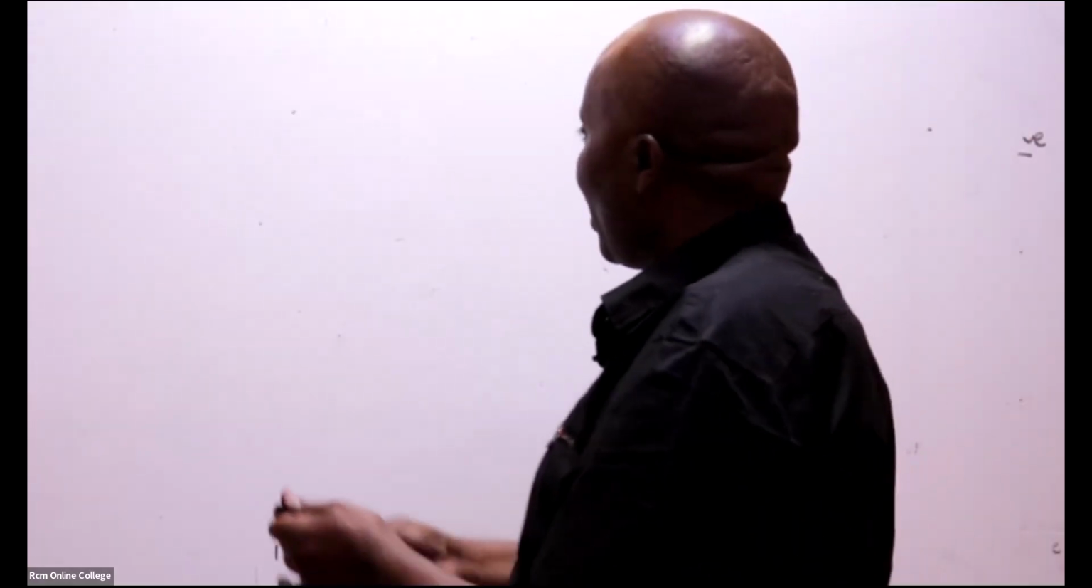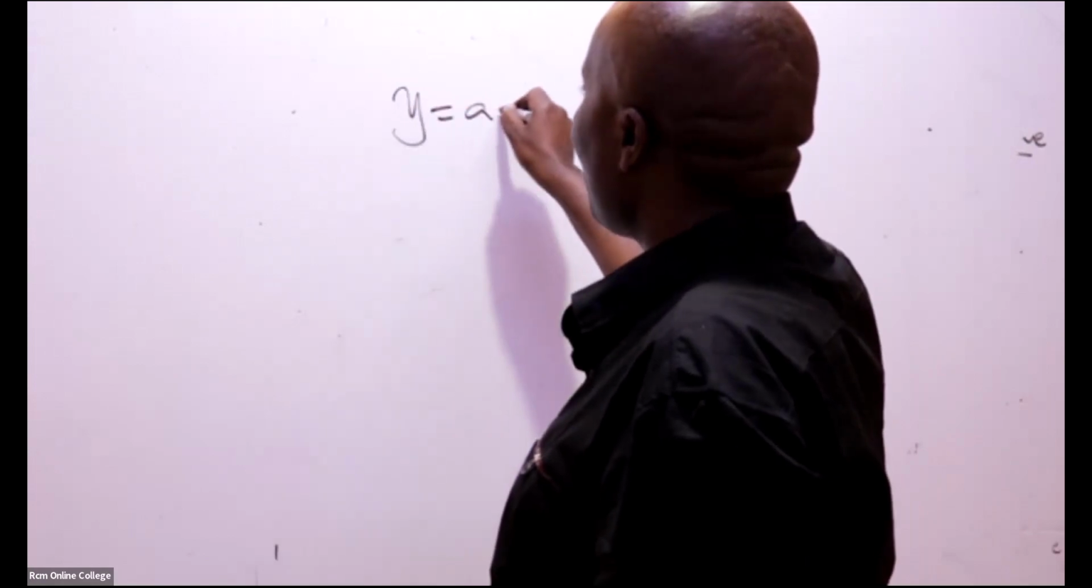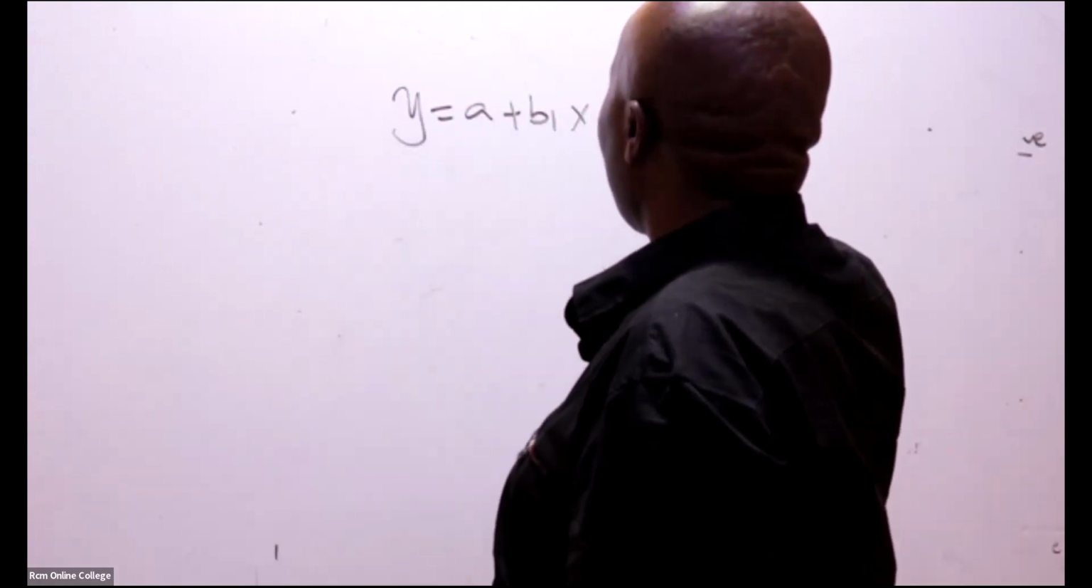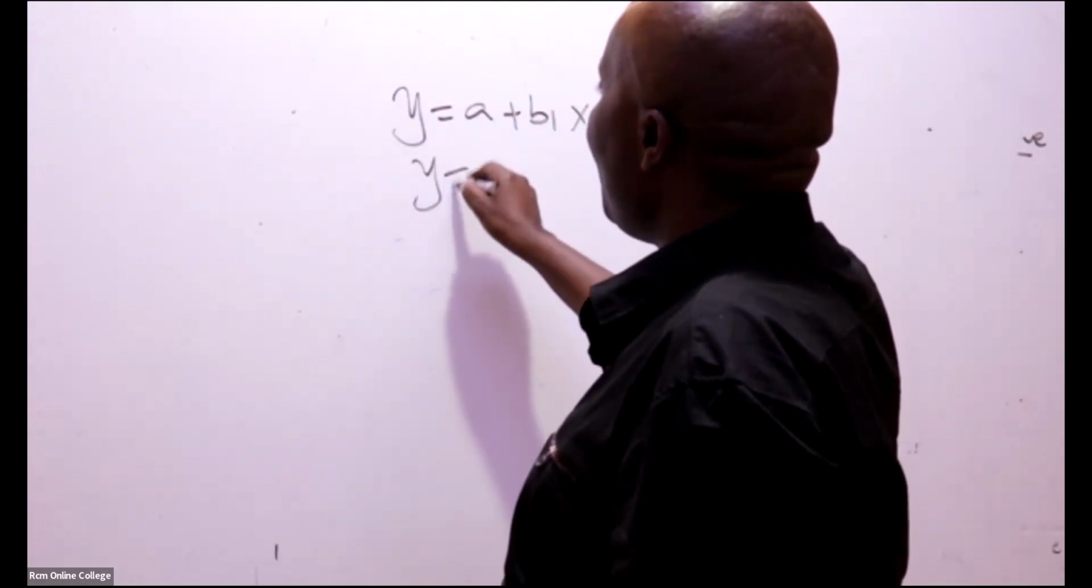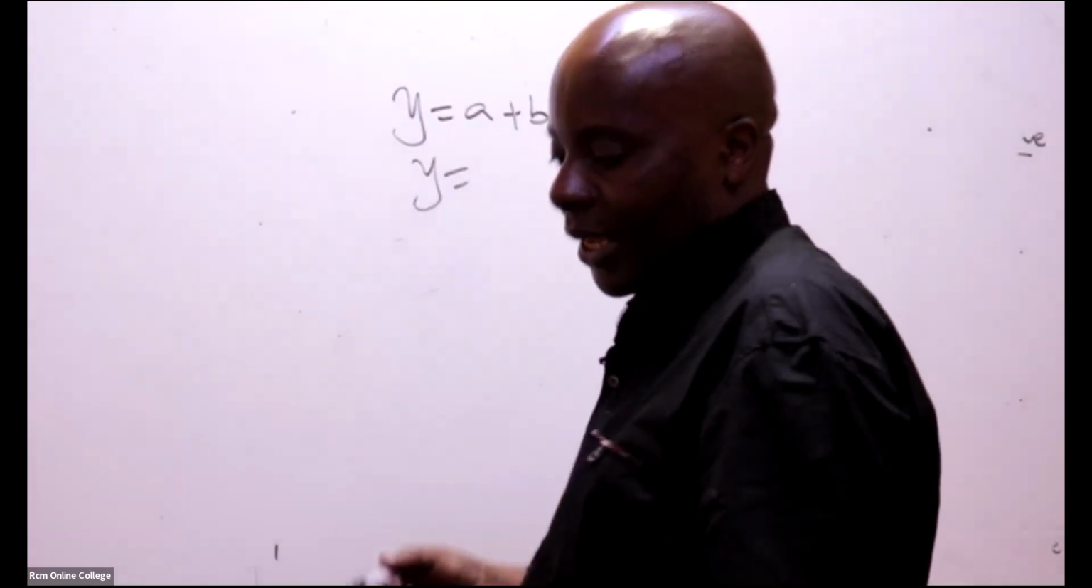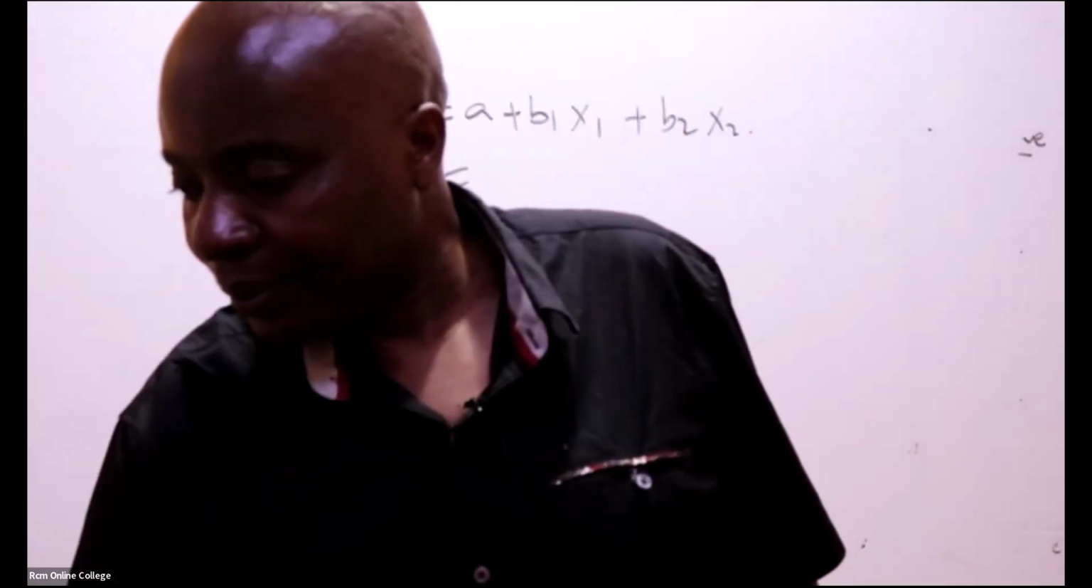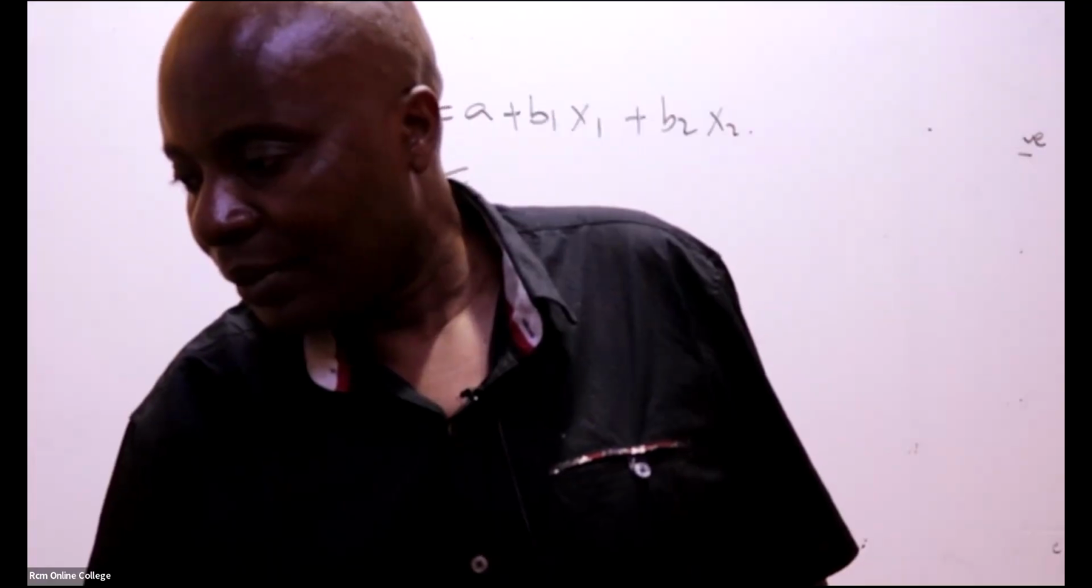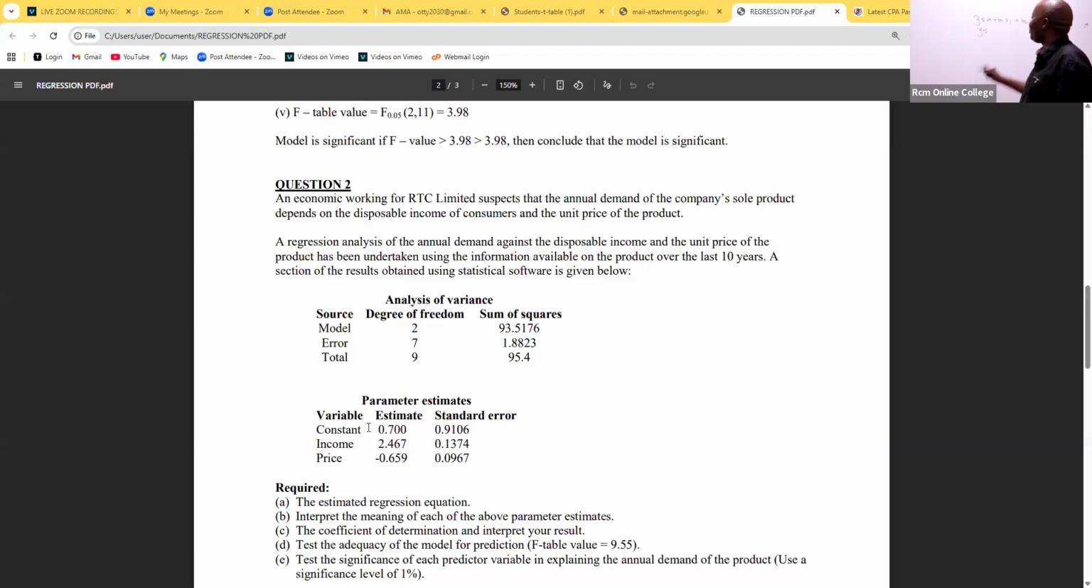So we have y equals a plus b1 x1 plus b2 x2. A has been given in the question: a is 0.7, plus b1, which is 2.467 x1, plus b2, which is negative, so minus 0.659 x2.